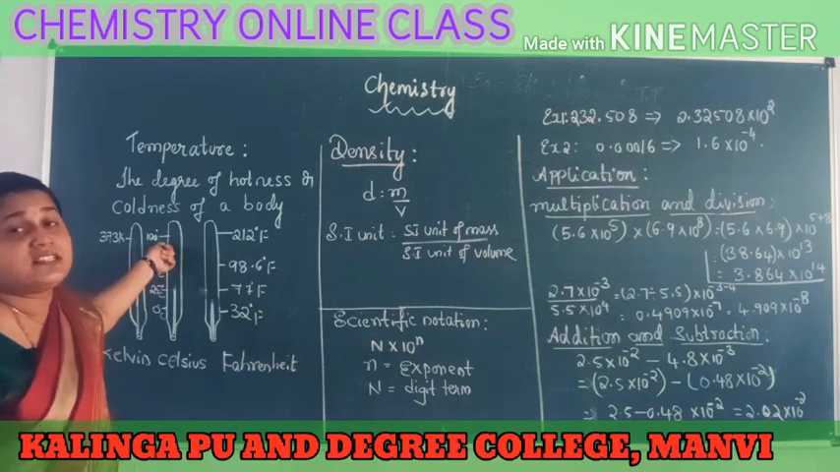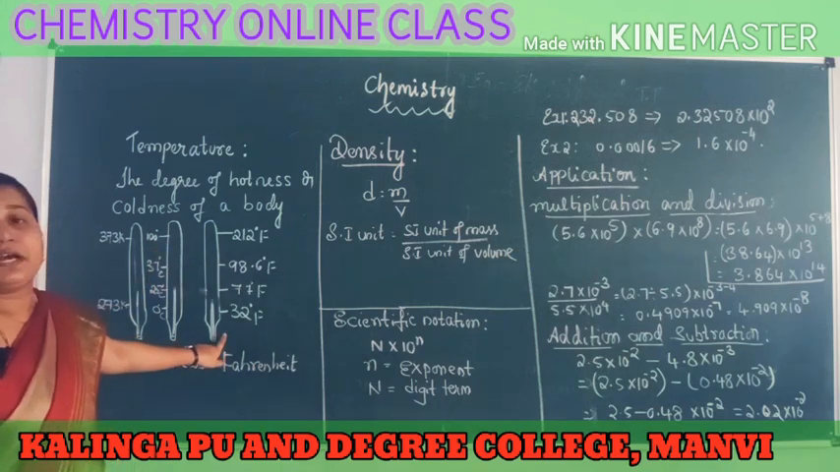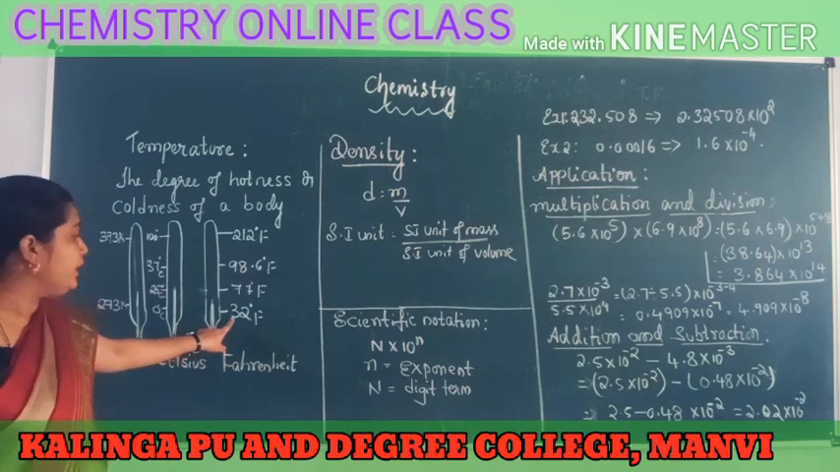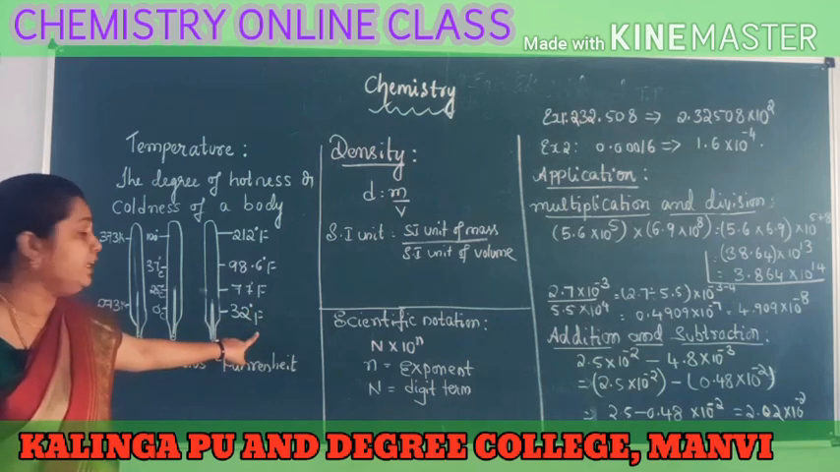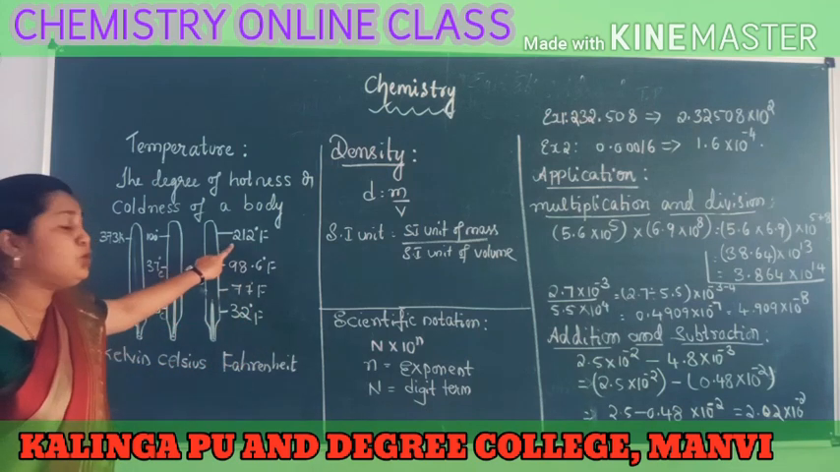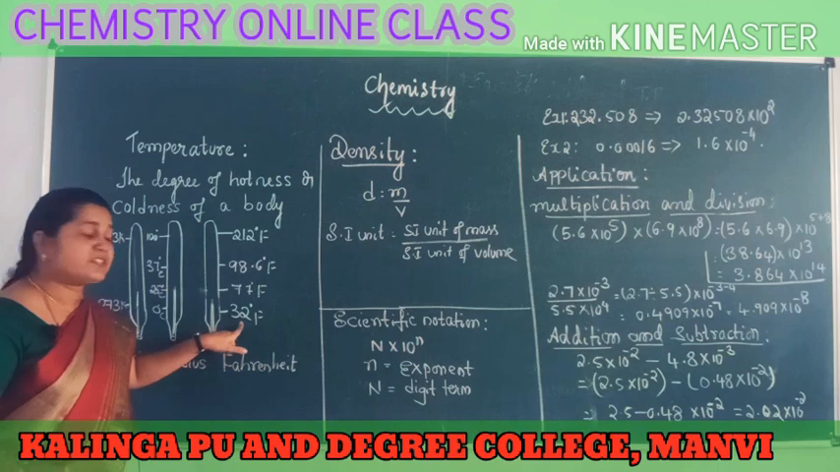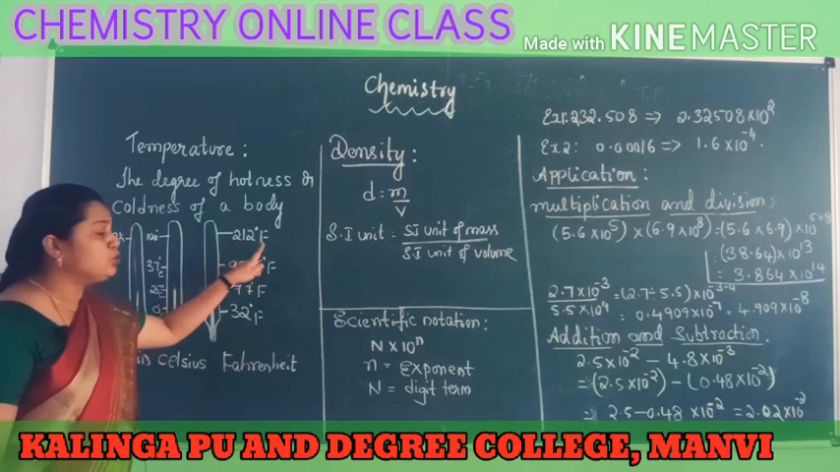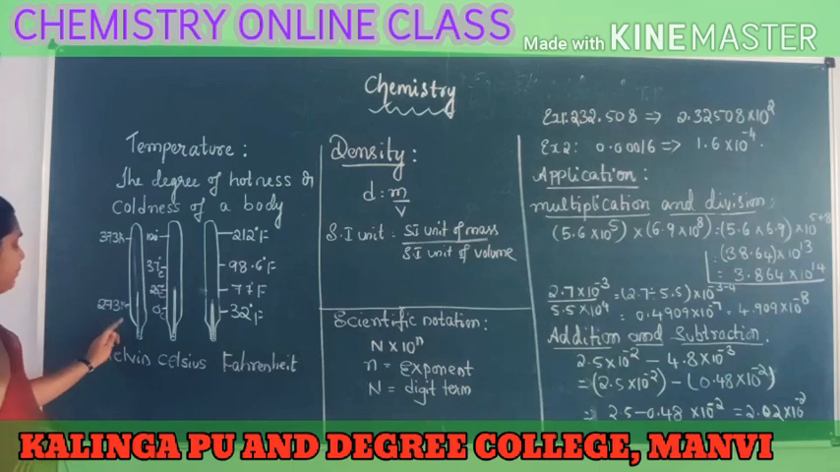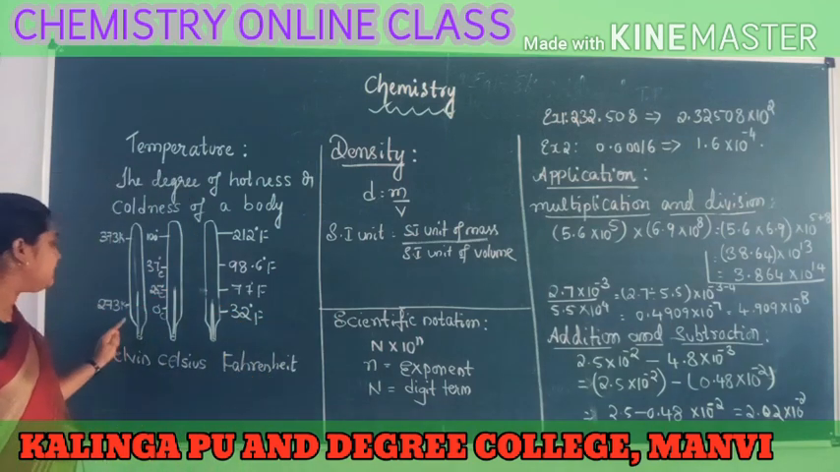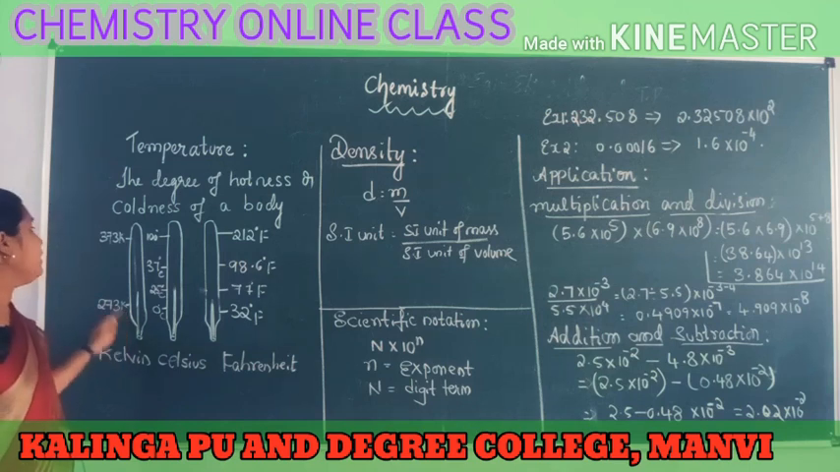Then coming to the Fahrenheit scale, the Fahrenheit thermometer is calibrated from the low reading of 32 degree Fahrenheit to 212 degree Fahrenheit. Coming to the Kelvin scale of temperature, Kelvin is the SI unit, the standard international unit of temperature, that you have seen in the last class. In the Kelvin scale of thermometer, the lowest reading is 273 and the highest reading is 373 Kelvin.